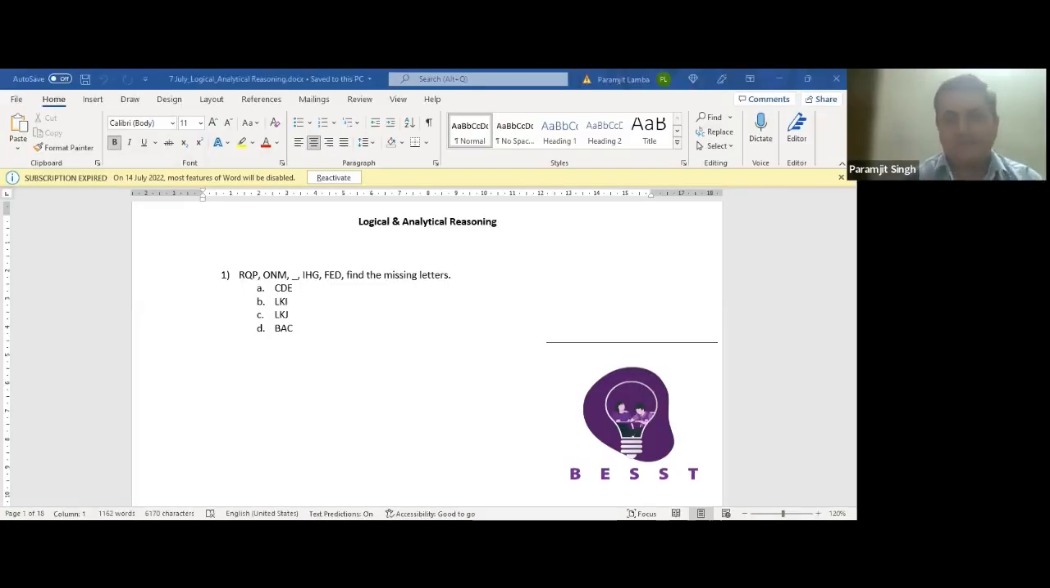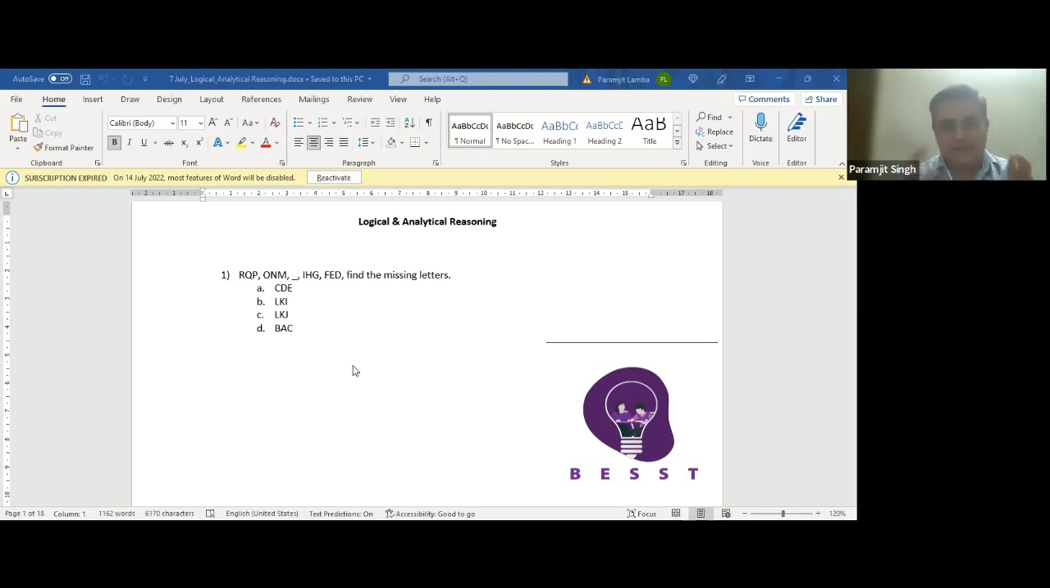And the first question for today. We'll be covering logical and analytical reasoning today, which will include a lot of text, a lot of rearrangement of letters, some analysis to be done, some logical reasoning to be applied. So the first question for the day. Is it clear to everyone? Can everyone see the screen?